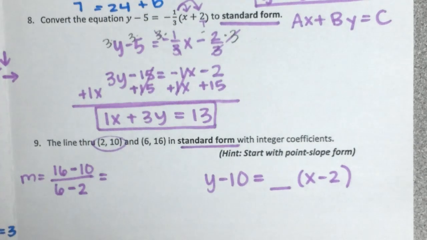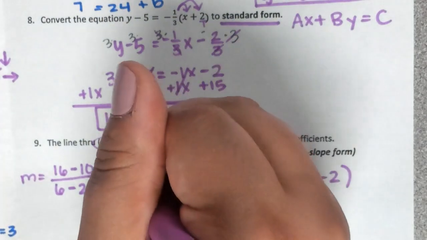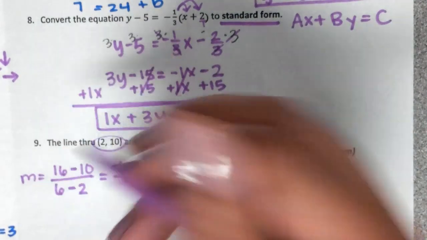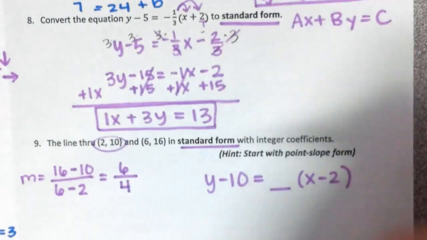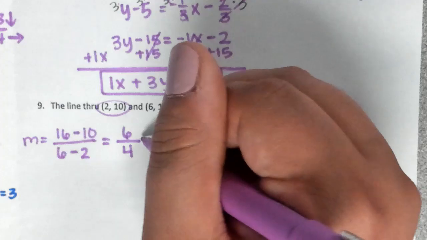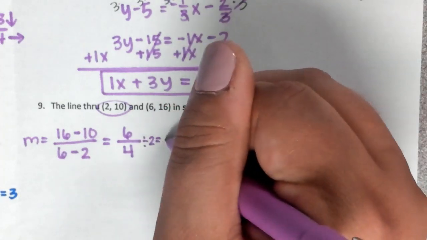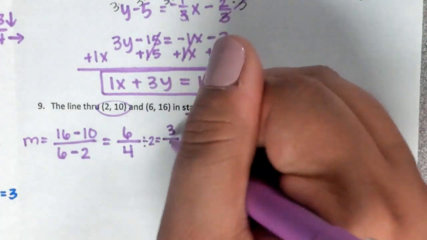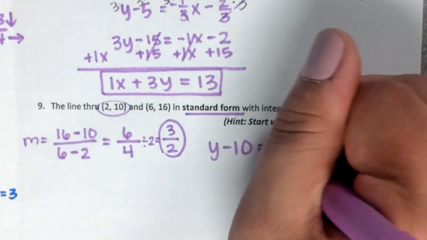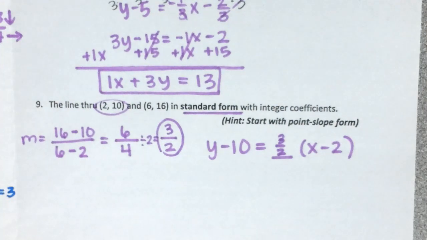6 minus 10? 6 minus 2? I said 6, I meant 16. Yes, so that is not my answer. We do have to keep going. What can I divide both of these by? So what is my answer? 3 over 2 is my slope.